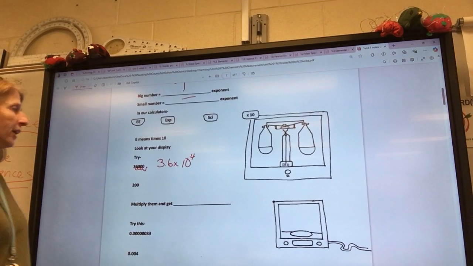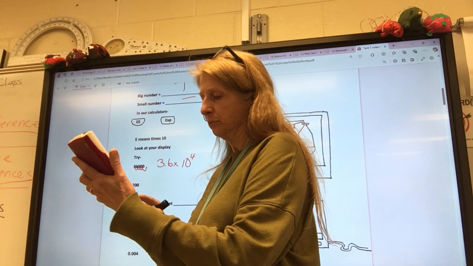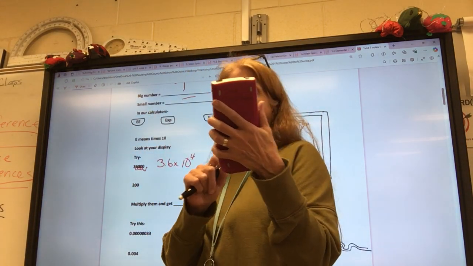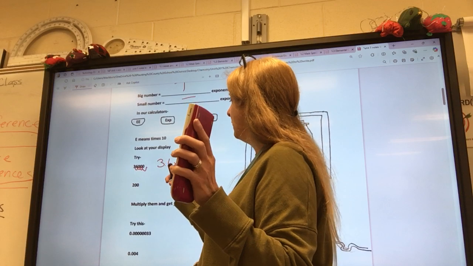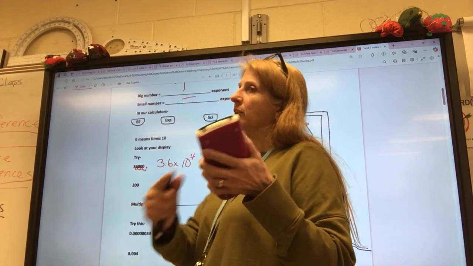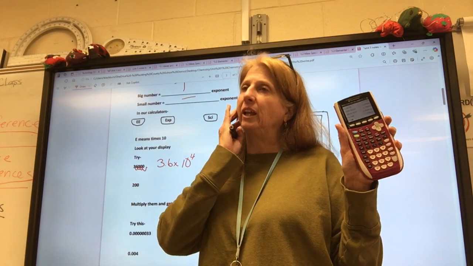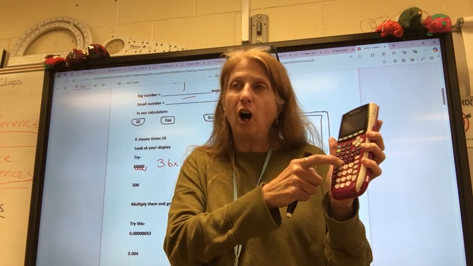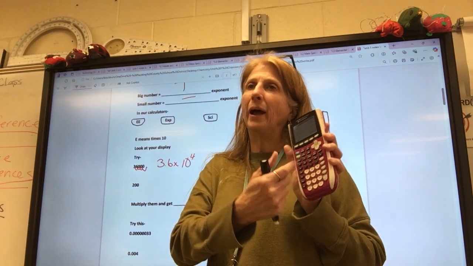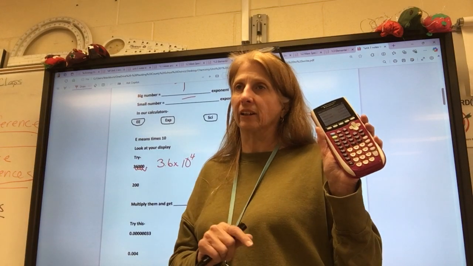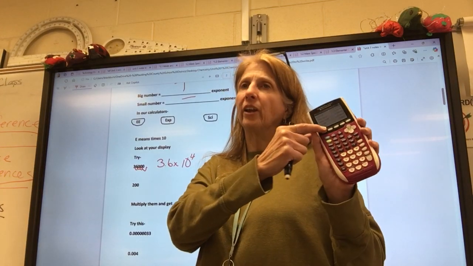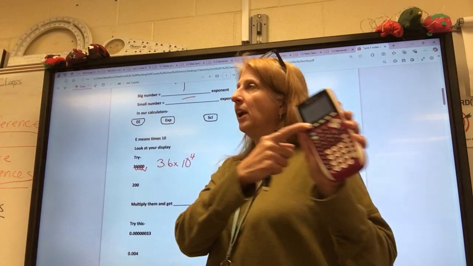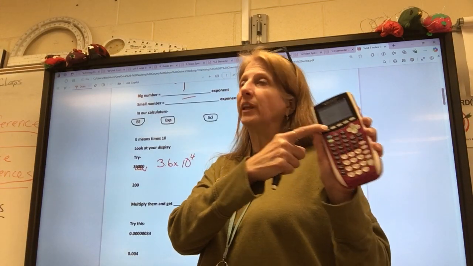You start by putting 3.6. The point is at the bottom usually, 3.6. Now you push your button, and the button means times 10. So we don't hit times and we don't hit 10. We're going to do EE. For me, it's second, comma. To get to the painted on part, you have to push second. And on my calculator, it puts a capital E. Do y'all see that? That E means times 10.